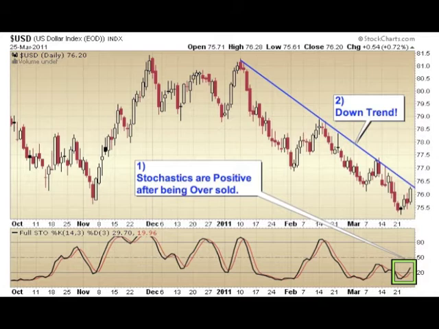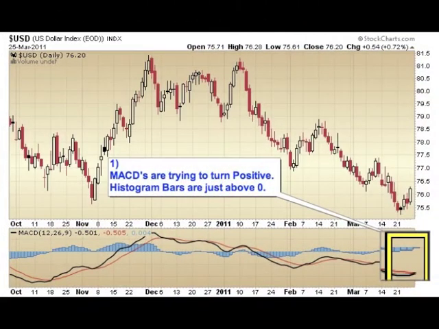Up on top, 0.2 shows us that we have been in a downtrend here since 2011 started. And we remain in that downtrend, although we're up against it right now to see if we can break through some resistance. And a look at the MACD shows they're trying to turn positive as the black line is attempting to cross the red. Histogram bars are just above zero right now. We gave this chart a yellow mark.